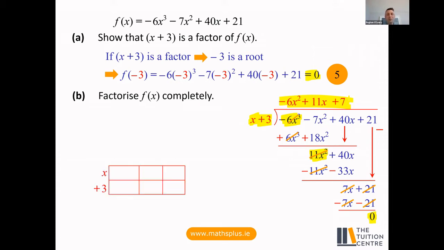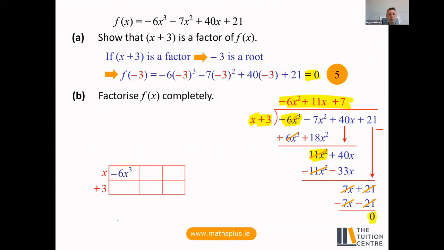Now, of course, some of you, I bet, prefer the array method, the grid method. And I'll show how this works for those of you who aren't quite as familiar with it as others. Some people swear by it. I'm a long division man myself, but some people love this.